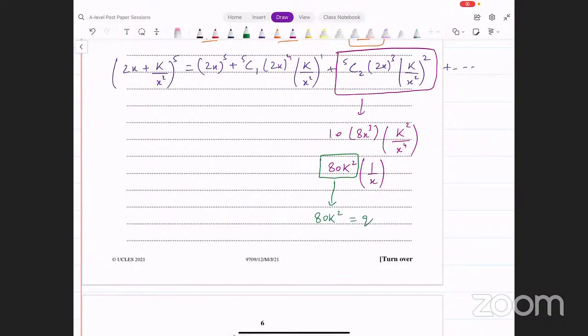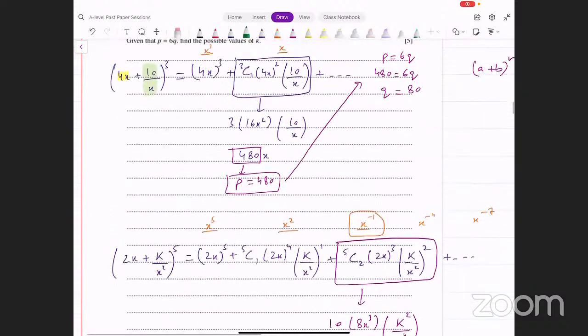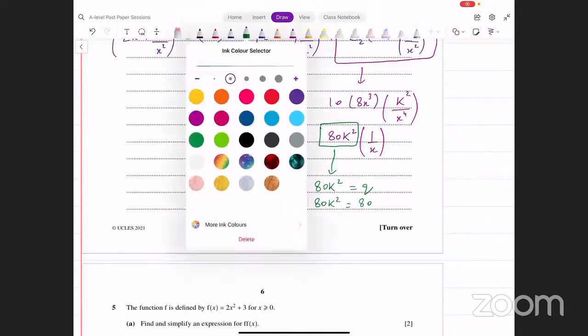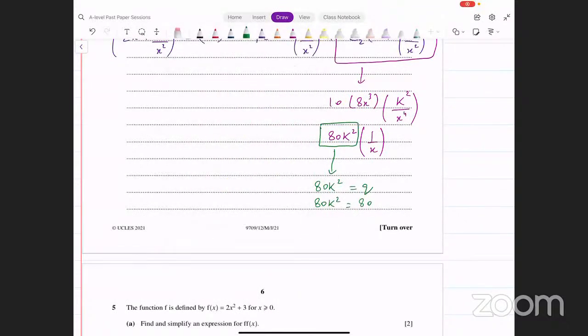We already have the value of q. q की value क्या है? 80. So we have 80 k square equals 80 and k square equals 1, which means k equals plus minus 1. K square equals 1 and k equals plus minus 1.